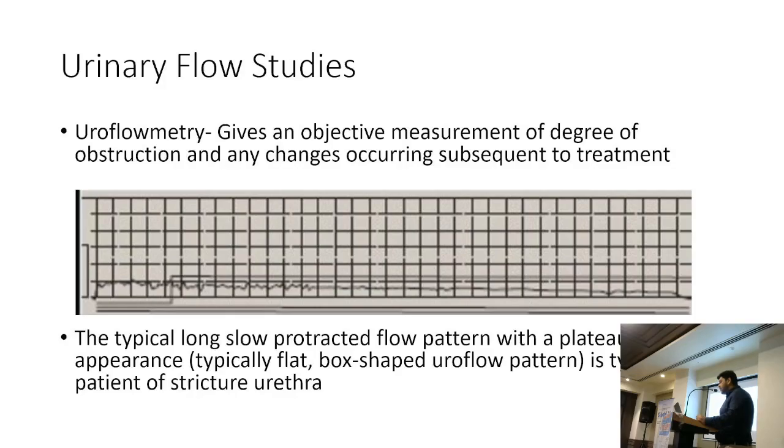On urine flow studies, uroflowmetry gives an objective measurement of the degree of obstruction, and any changes occurring subsequent to the treatment can be assessed with uroflowmetry. You can see the graph. The typically long, slow, protracted flow pattern is seen with a plateau appearance. A flat, box-shaped uroflowmetry pattern is typically present in patients with urethral stricture.